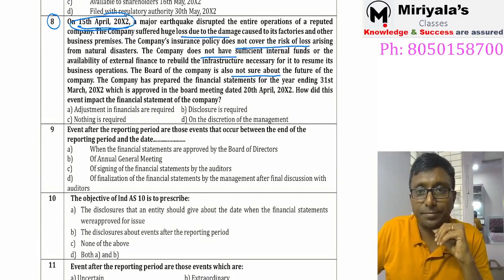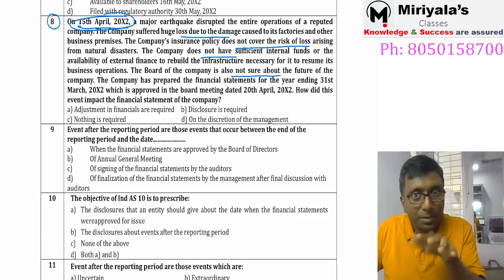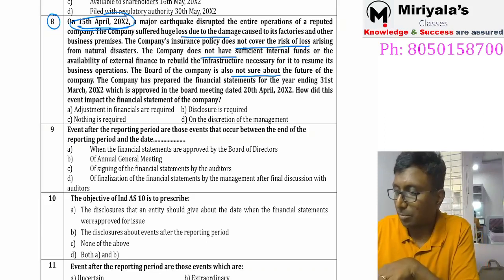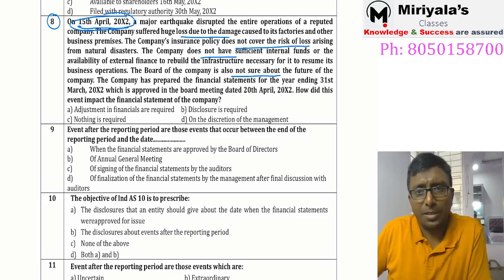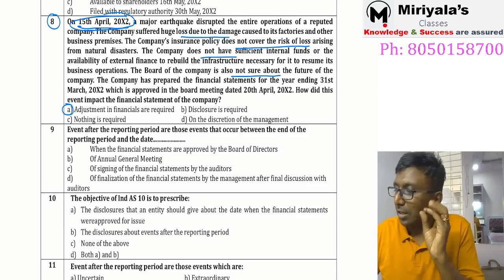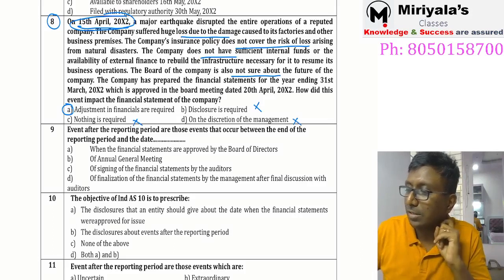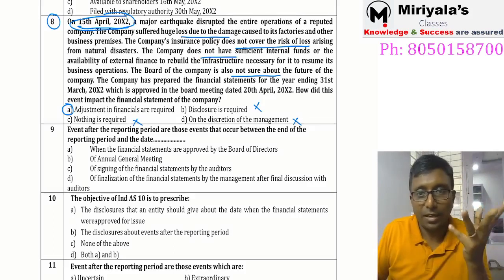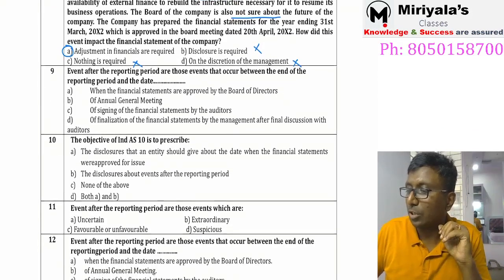Adjusting or non-adjusting? Strictly speaking, it is non-adjusting because it is happening after 31st March, but this is an exception which is given in the standard. I told you in the summarized session also, this is nothing but adjusted financial statements, so it is an adjusting event. Not just disclosure, my dear. Nothing required is also wrong. It is not on your discretion. So that is A, which is an adjusting event without doubt.